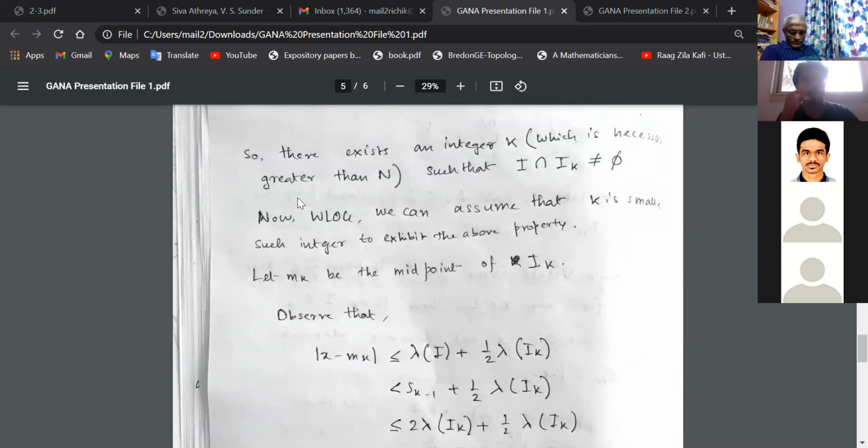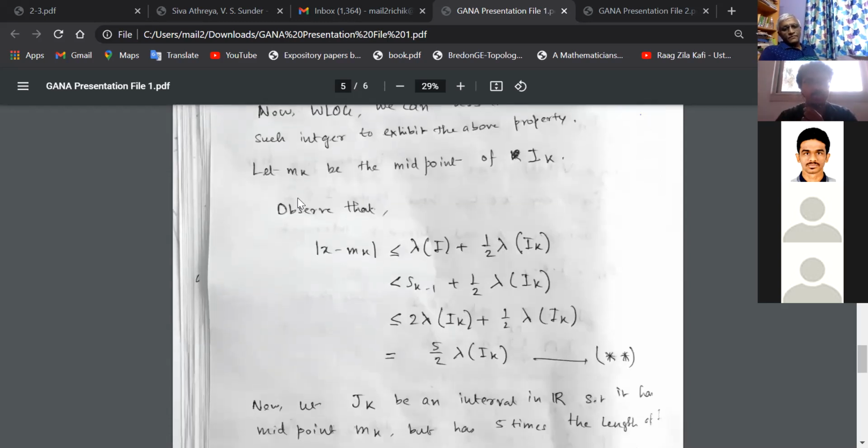Now, without loss of generality, we can assume that k is the smallest such integer to exhibit the above property. And why can we choose the smallest integer? That is because of the well-ordering principle. By the well-ordering principle, the minimum element exists, and by that we can assume that k is the smallest.